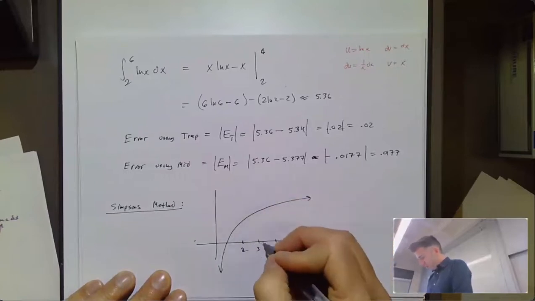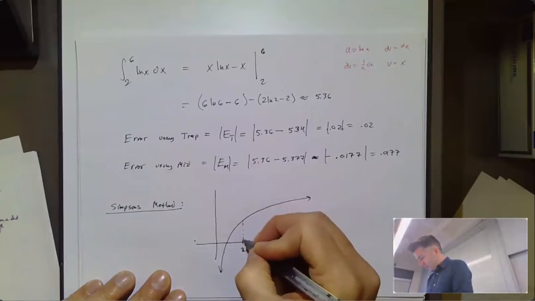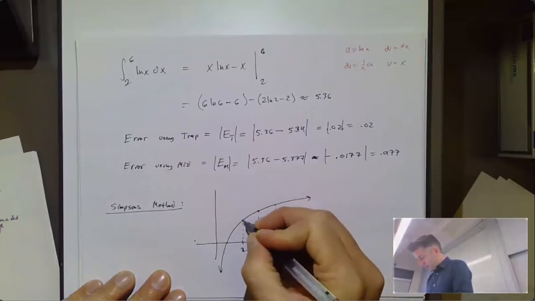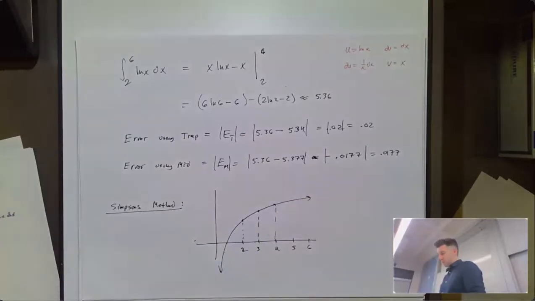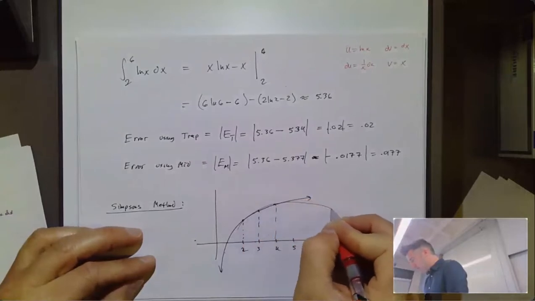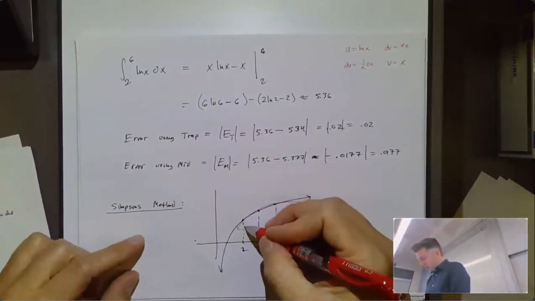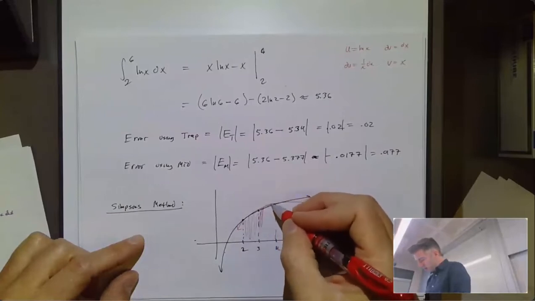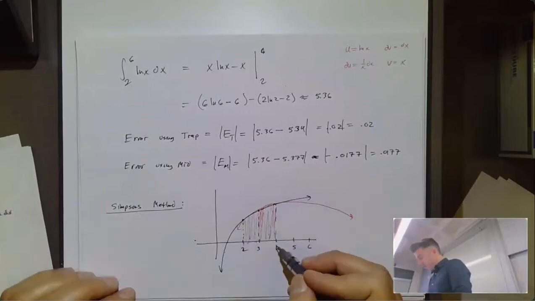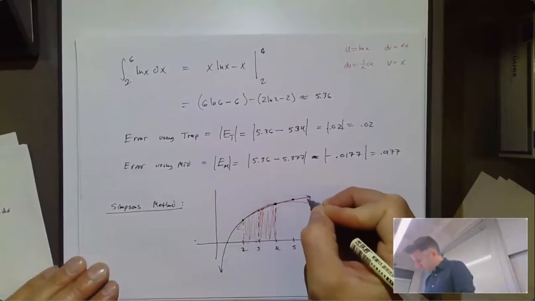in these first 2 intervals, I'm going to say, well, I can find some parabola that goes through those 3 points. Maybe it looks like that. Maybe that's my parabola there. And so I'm going to use the area under that parabola to estimate the area under there. And then we do the same thing for these 3 points, there's some parabola.